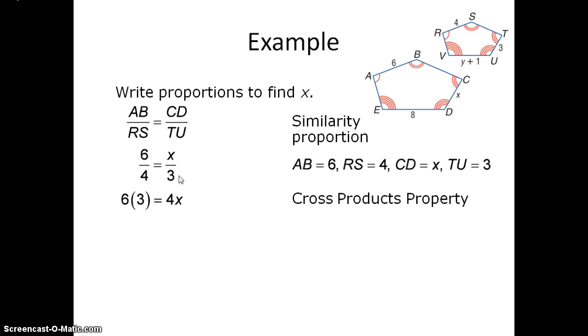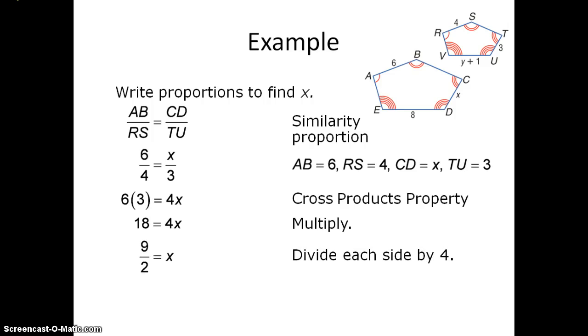You're going to cross multiply. You get 18 is equal to 4x. So your answer is going to be 9 over 2 is equal to x, or you could write your answer as 4.5. So this is the problem from before. I just wanted to write out the steps for you on this slide.